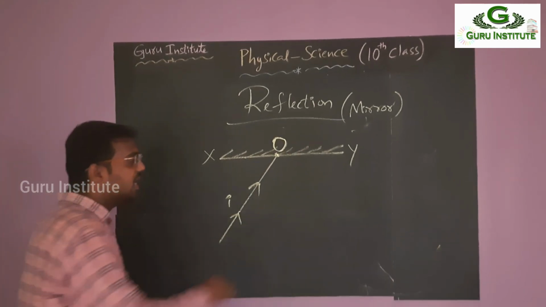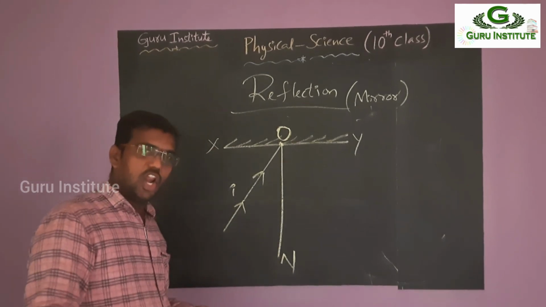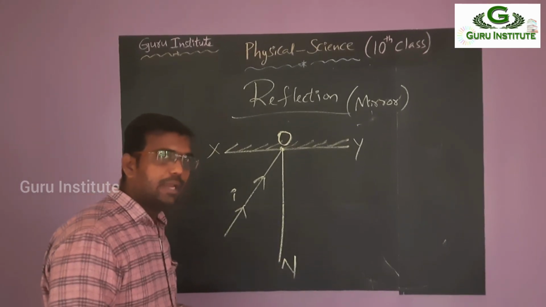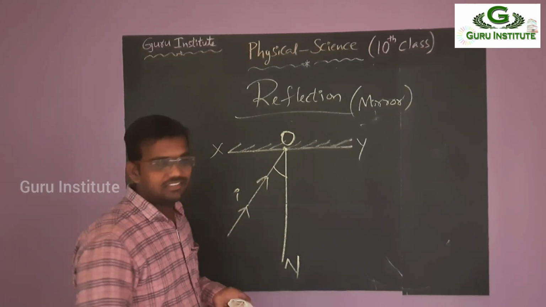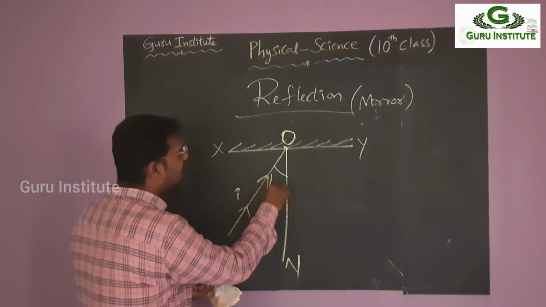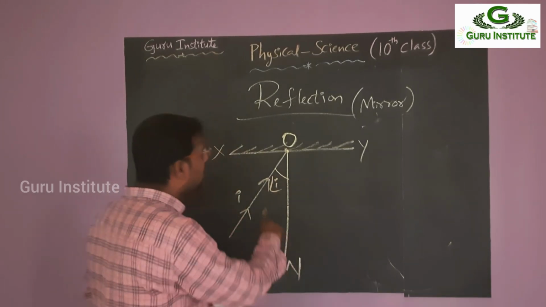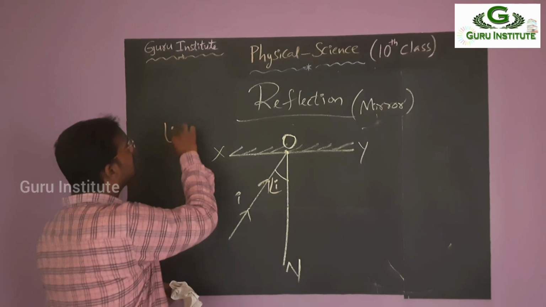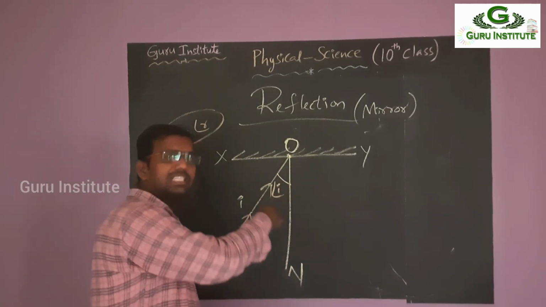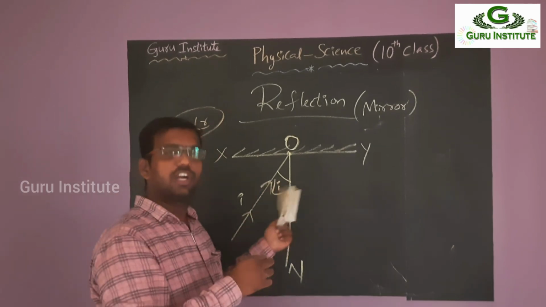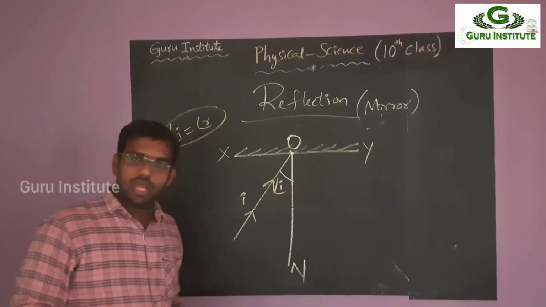Now draw the normal at this incident point. Then take a protractor and measure the angle here. What is that angle? Angle I. Then again take the protractor. Already we know that angle I equals angle R from the first principle. Use the same angle. Suppose it is 30, use the 30 here. It is 45, use the 45. 60, 60 like that. So always it is the acute angle only.